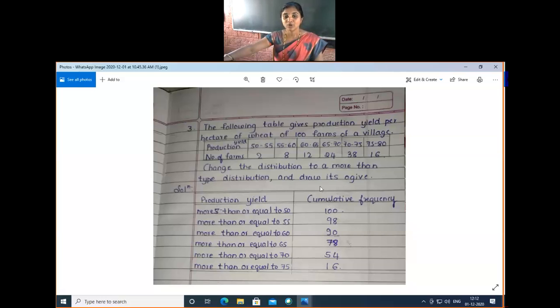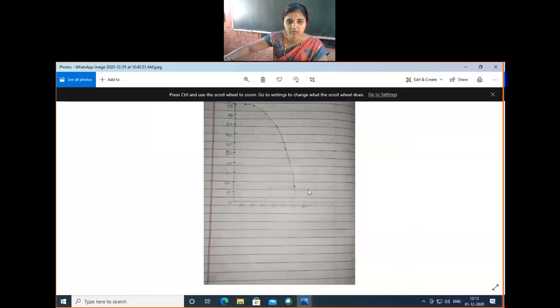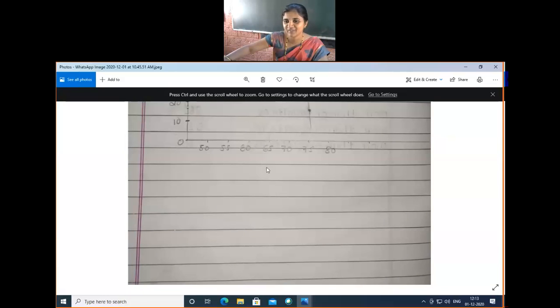So total number of farms is 100. Here 100 is given, so we have to start the cumulative frequency with 100. More than type, in the sense, is subtraction of the frequencies. So 100. More than or equal to 50 in the sense all data we have to take, no? So 100. Then we have to subtract this first data. 100 minus 2, 98. Then 98 minus 8, 90. Like that you will get the subtraction of the frequency, the cumulative frequency.